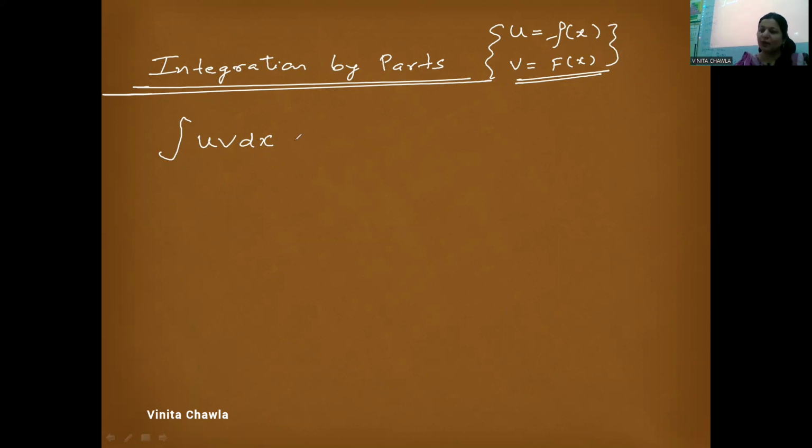See, first we will write the first term u, integrate the second term v dx. Write the first term as it is and integrate the second term. Then put a negative sign, sign of integration.